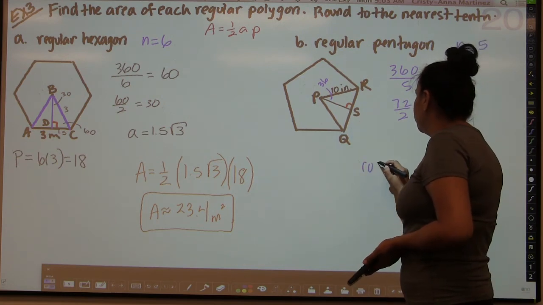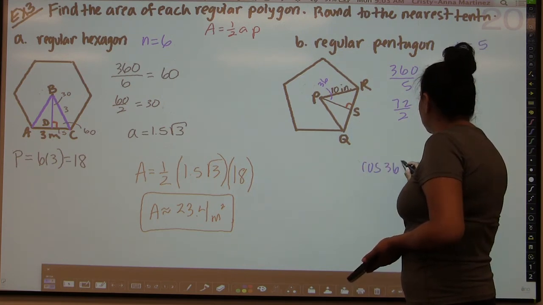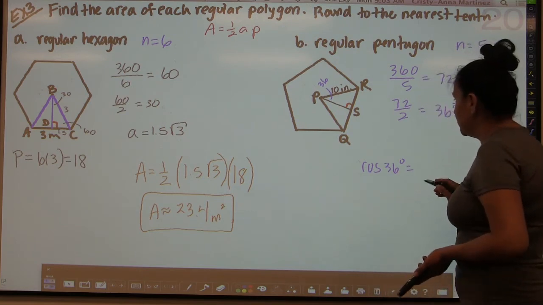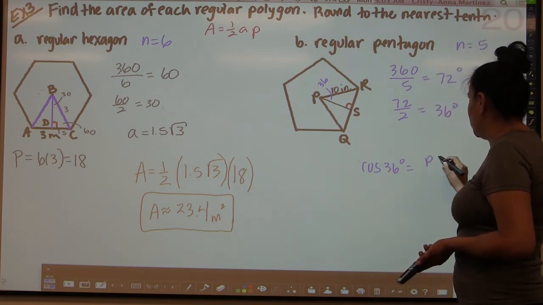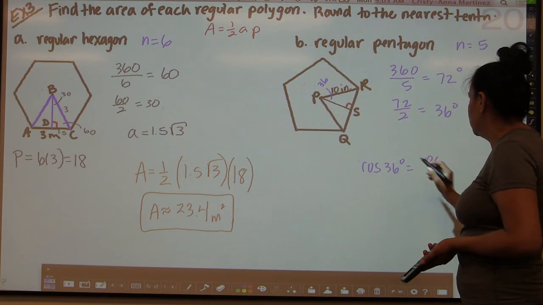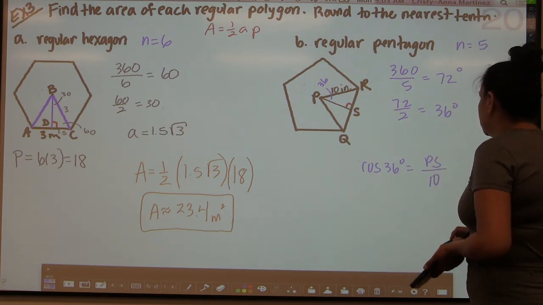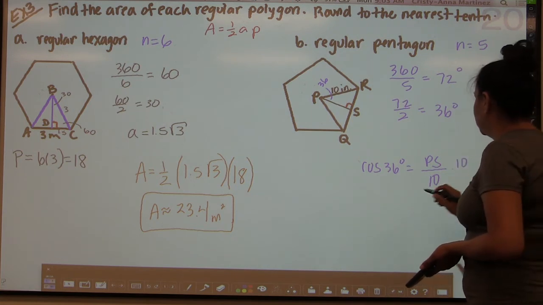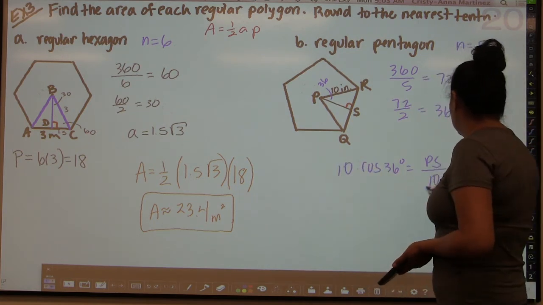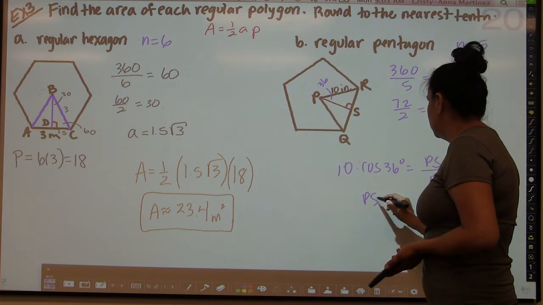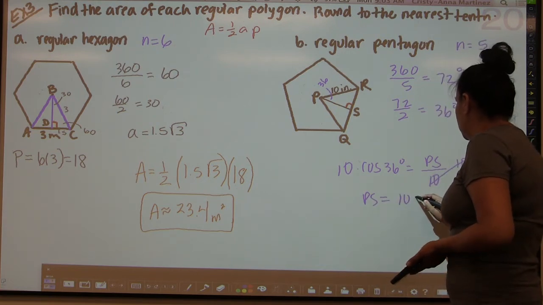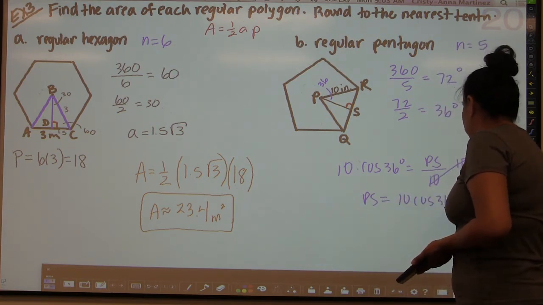So cosine of 36 degrees is equal to the adjacent side, which I don't know right now, so it's PS, because that's the segment PS, divided by the hypotenuse, which I know is 10. So if I multiply both sides by 10, then PS is going to equal 10 cosine 36.